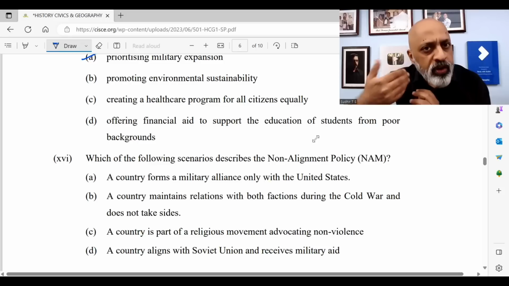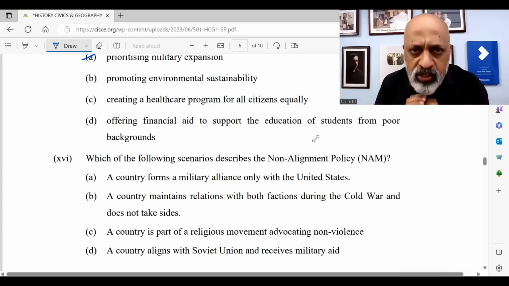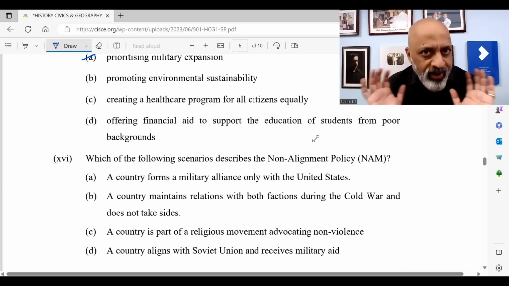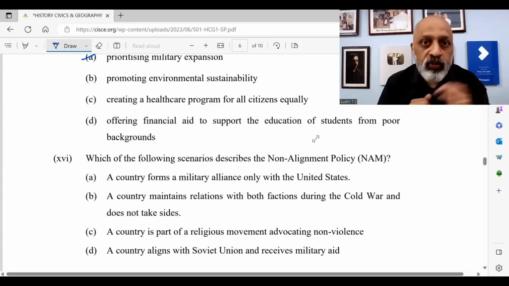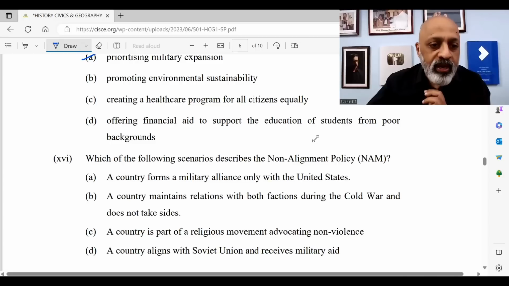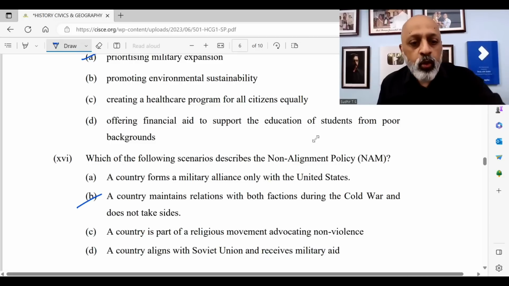A country is part of a religious movement advocating non-violence? No, that's not what non-aligned policy means. And a country aligns with the Soviet Union, with the USSR, and receives military aid? No. So the correct option is, it stays neutral, does not take sides, means non-aligned.